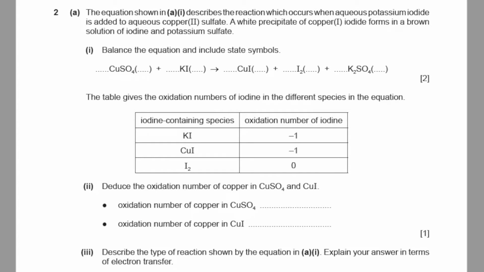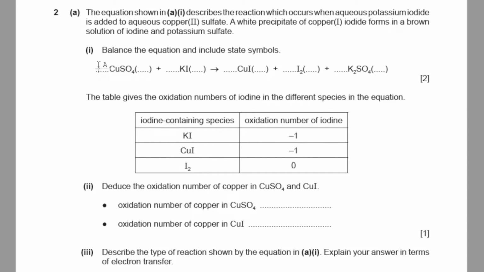Question number 2, part A. The equation shown in A1 describes the reaction which occurs when aqueous potassium iodide is added to aqueous copper 2 sulfate. A white precipitate of copper 1 iodide forms in a brown solution of iodine and potassium sulfate. Part 1. Balance the equation and include state symbols.